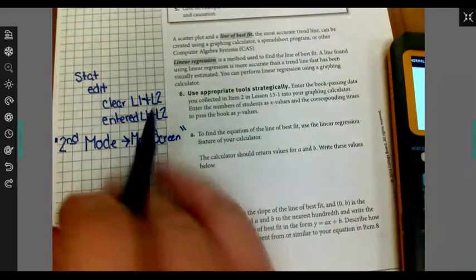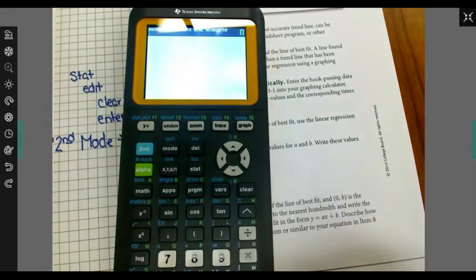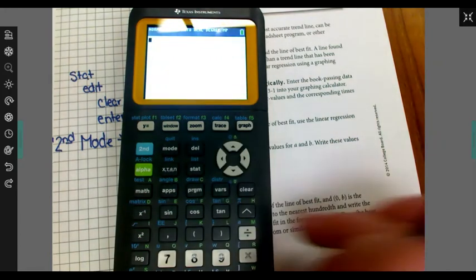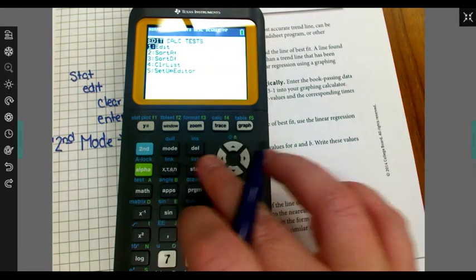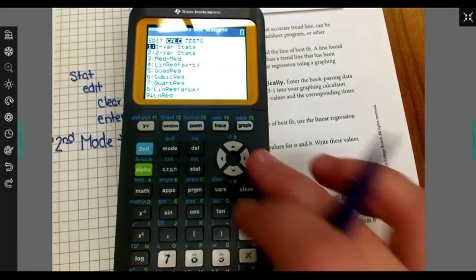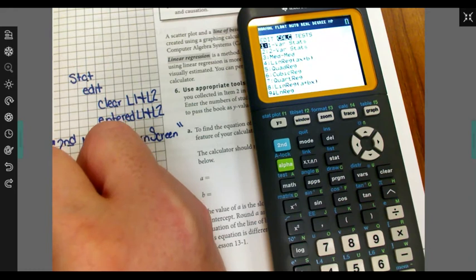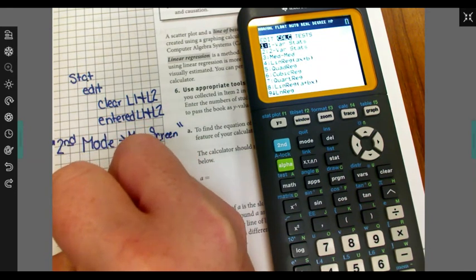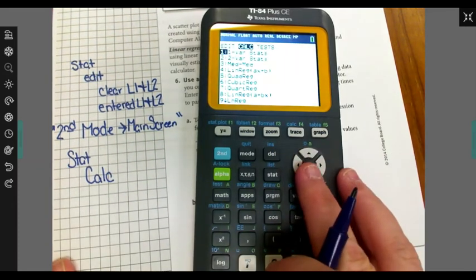Anytime you want to go back to the home screen, you just press second mode and it gets you back to this main page where nothing's on it. Okay. Now what we're going to do is go to Stat, over to Calculate. So I did Stat. We're going to go to Calculate. And we're doing a linear regression.